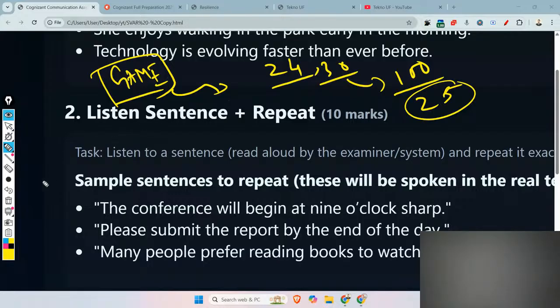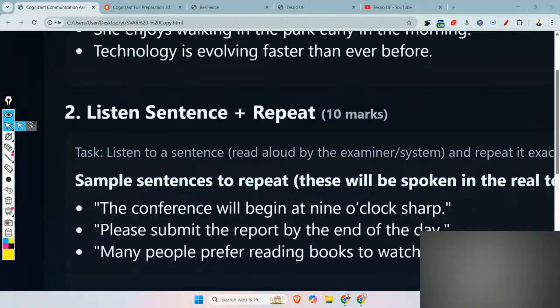Okay, so now let me discuss the next thing, that is listen sentence plus repeat. Here they have changed nothing, not even the number of questions. The number of questions will be 8 only. You have to listen to the sentence and repeat it. One audio will tell you something, and you have to hear it clearly and repeat it back. Let's say the audio says, "The conference will begin at 9 o'clock sharp." You have to remember that fully and reply back.